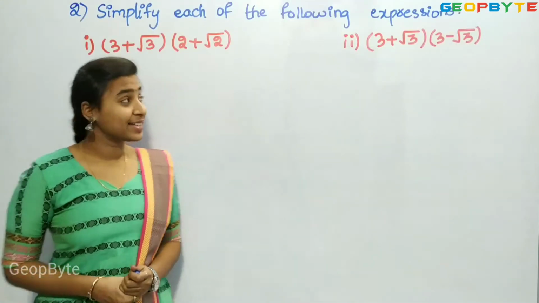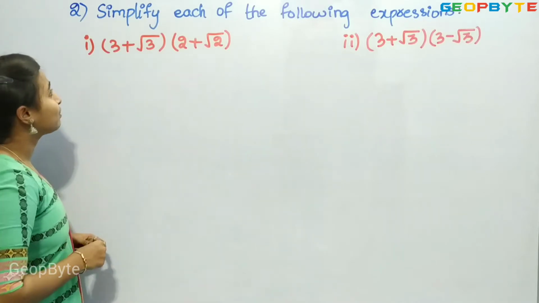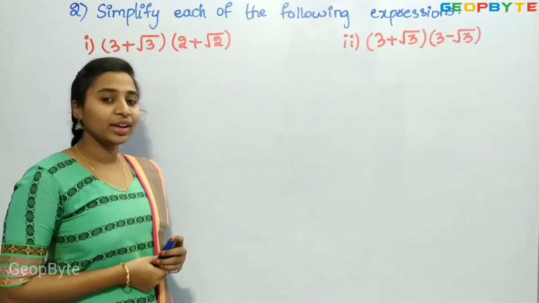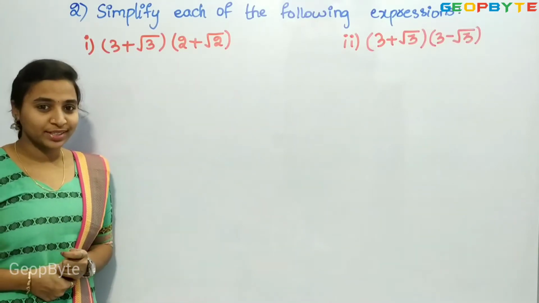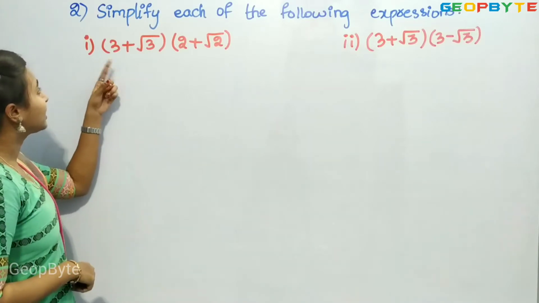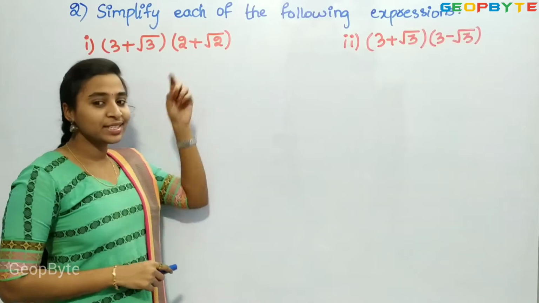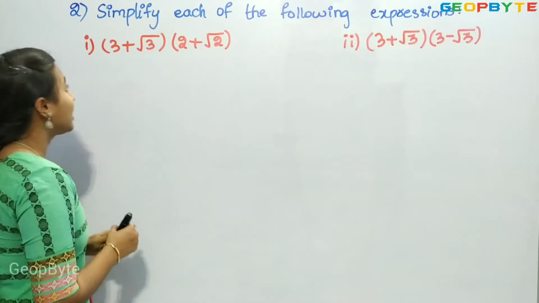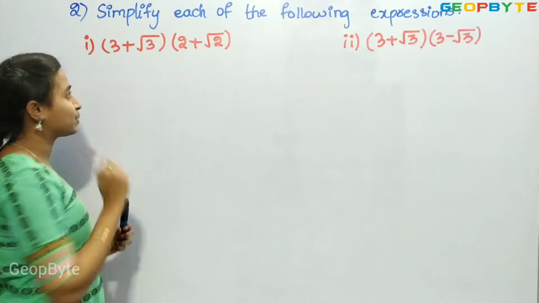Now, let us see the second question. In that, simplify each of the following expressions. In that, we have 4 questions. First, let us see the first question: (3 plus root 3) into (2 plus root 2). It is in the form of (a plus b) into (a plus b).